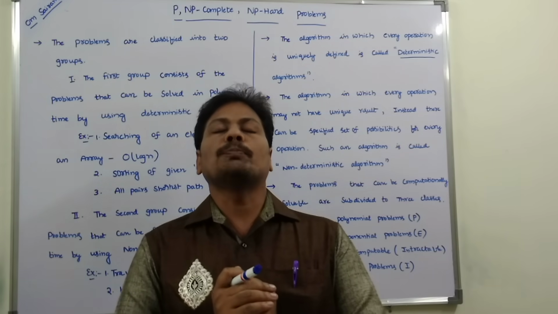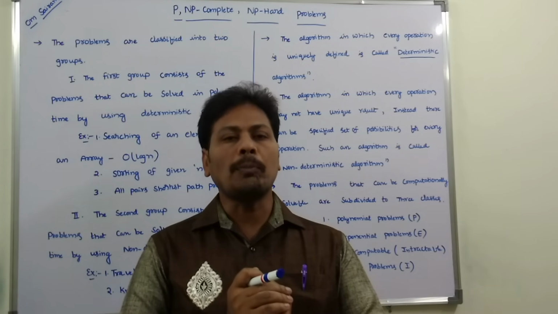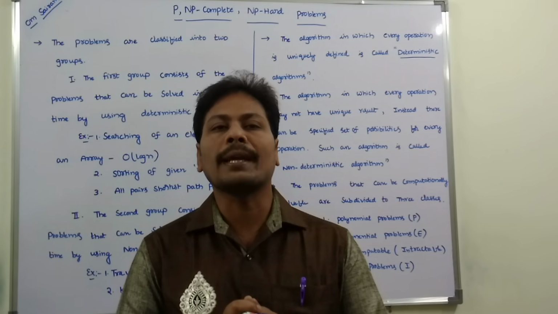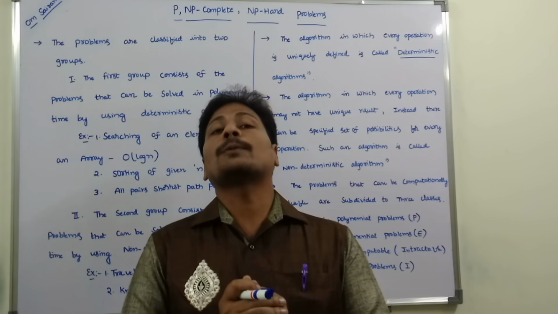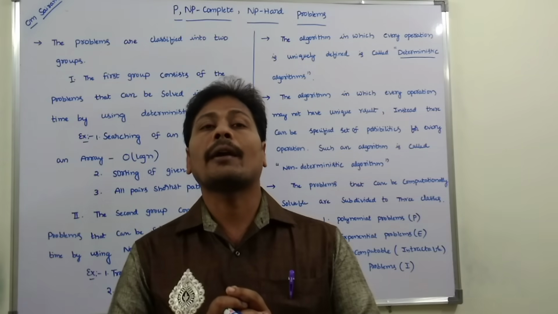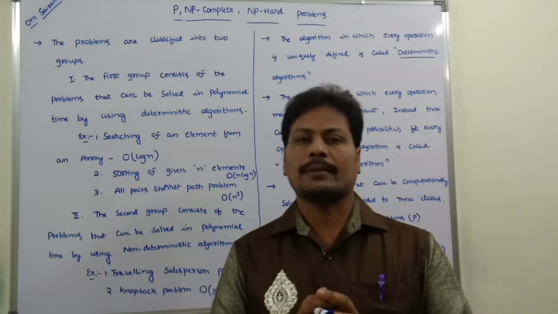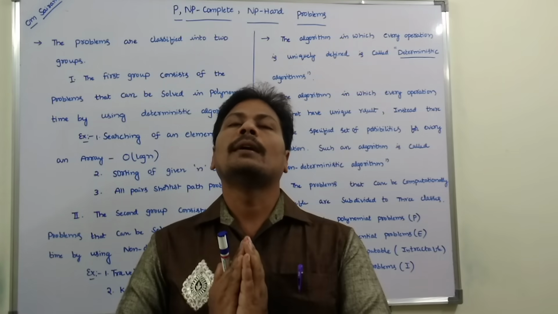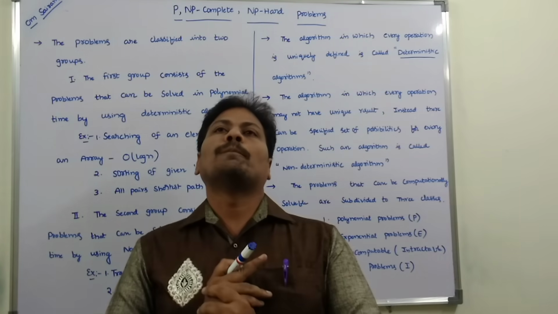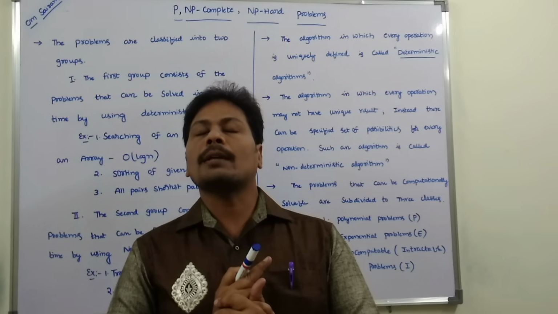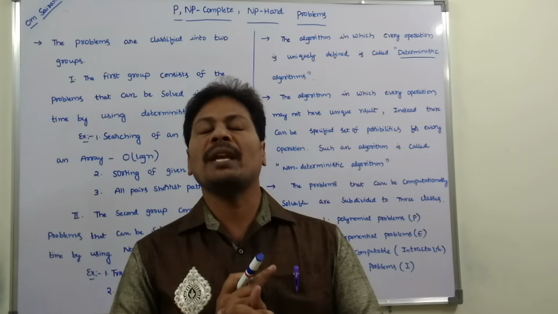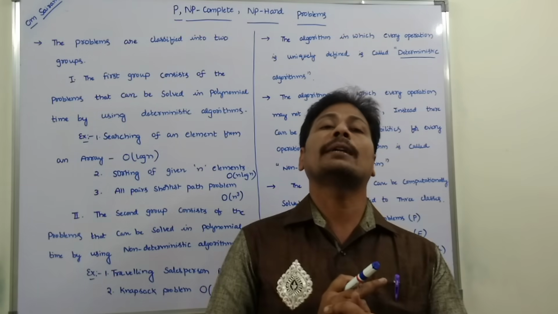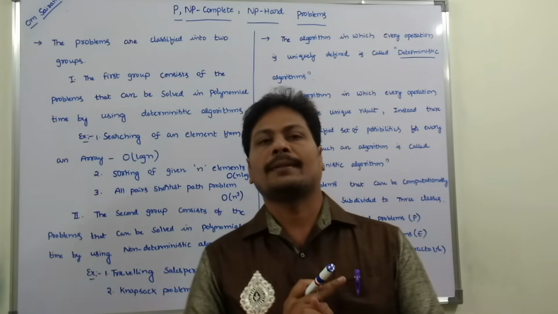The second group consists of the problems that can be solved in non-polynomial time. Those problems are called exponential problems. So here the first group is nothing but polynomial time problems, because these are the problems that can be solved in polynomial time by using deterministic algorithms.